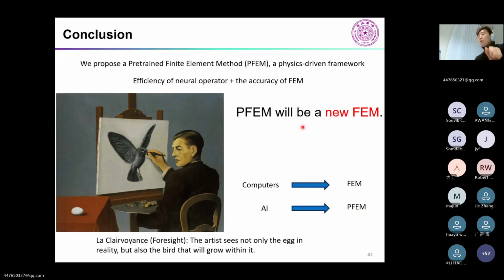Okay, I will show you a very famous painting I like very much. It's called Forecast Side. It's from, maybe, France. The scientist, the artist, sees the egg. However, he paints the bird. Okay, it's very like our research.